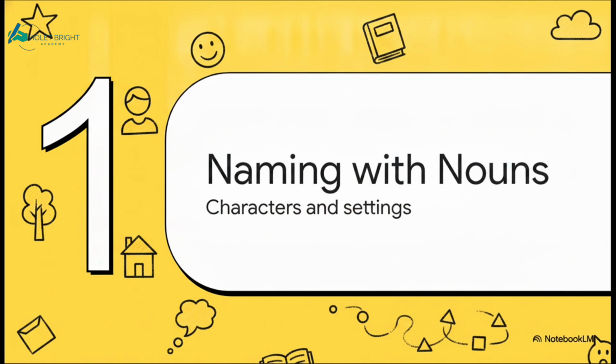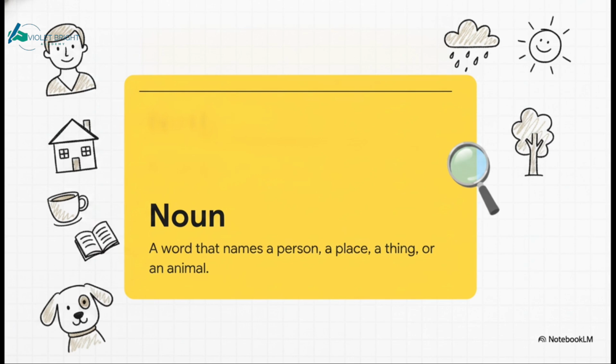All right, section 1, naming the world with nouns, the characters and settings of our stories. Okay, so if you're building a sentence, you absolutely need materials. That is exactly what a noun provides. Simply put, a noun is a word that names a person, a place, a thing, or an animal. Seriously, without nouns, our sentences would be completely empty. Why? Because they give names to literally everything we see and touch in the world around us.